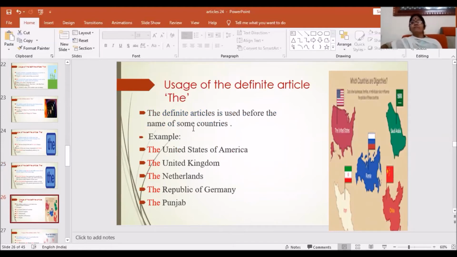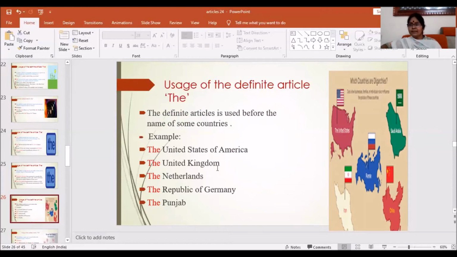Now, earlier we have already said that we don't use articles before proper nouns, right? But if the proper noun is descriptive, right, then we use the article the. For example, the United States of America. Here, United States of America is descriptive, right? But when I just use the word America, I am not going to use my article the.